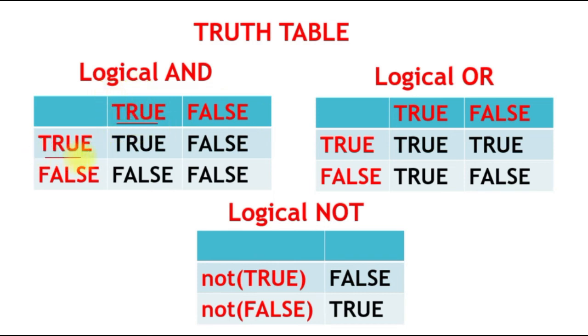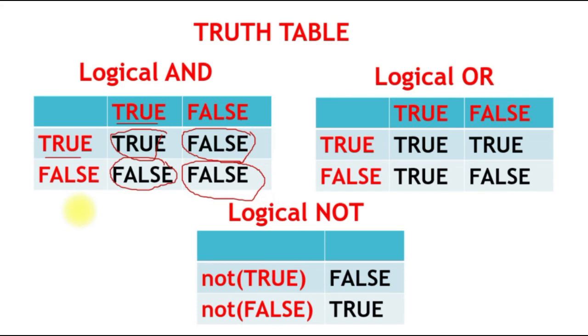True and true, the answer is true. True and false, the answer is false. Okay? So, bakit naging false? Kasi nga, true and false, may isang false, the answer is always false. Basta merong isang false, kapag and yung ginamit, the answer is always false. Next is false and true. False and true. So, the answer is false kasi merong isang false. Next is false and false. The answer is false.